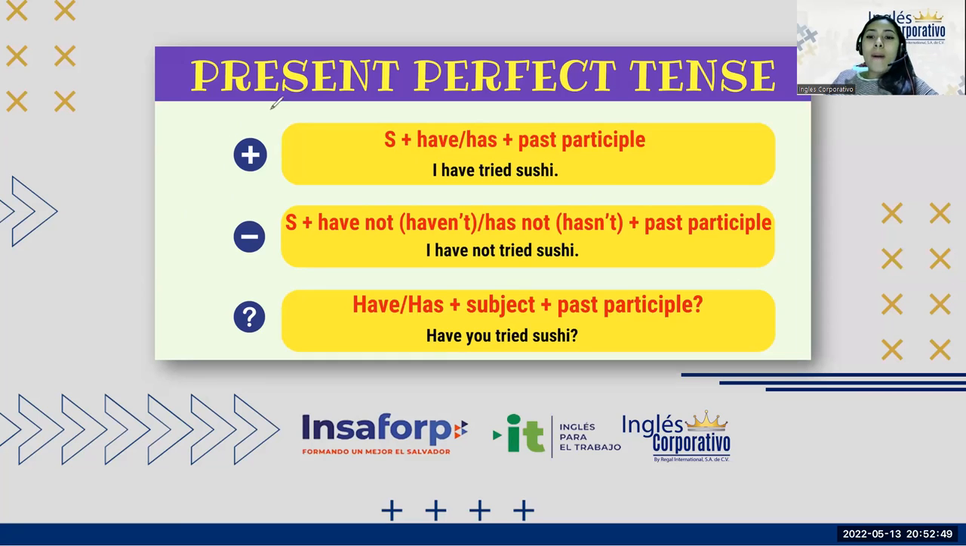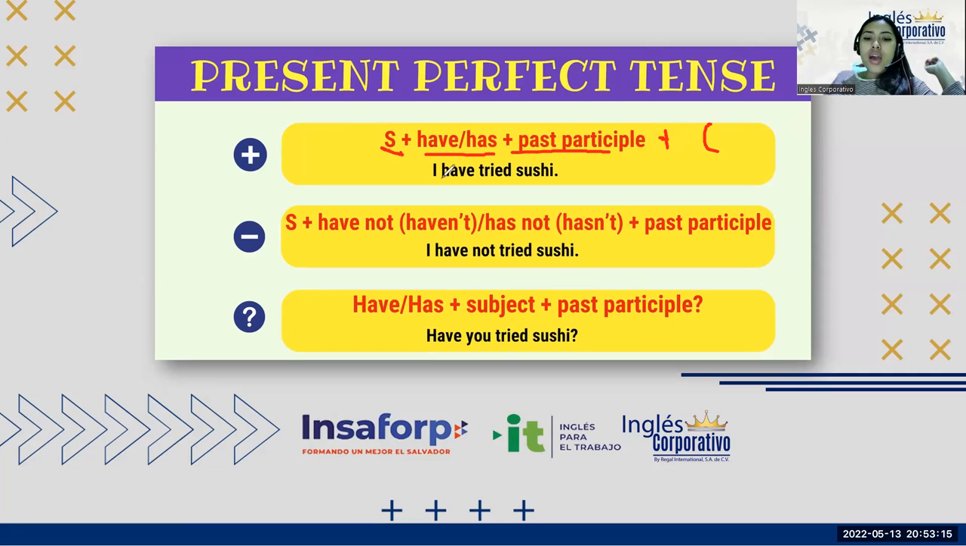All right, so present perfect tense, we have the affirmative form. The affirmative form, we have subject, okay? We have have or has, depending on the person, if it is third person or not. And then we have the past participle. That's it, guys. And the complement. Aquí falta el complement, pero sometimes we will use it and sometimes not.